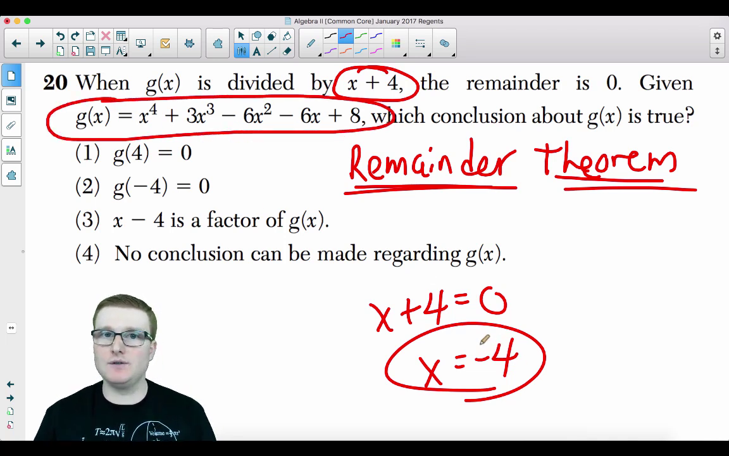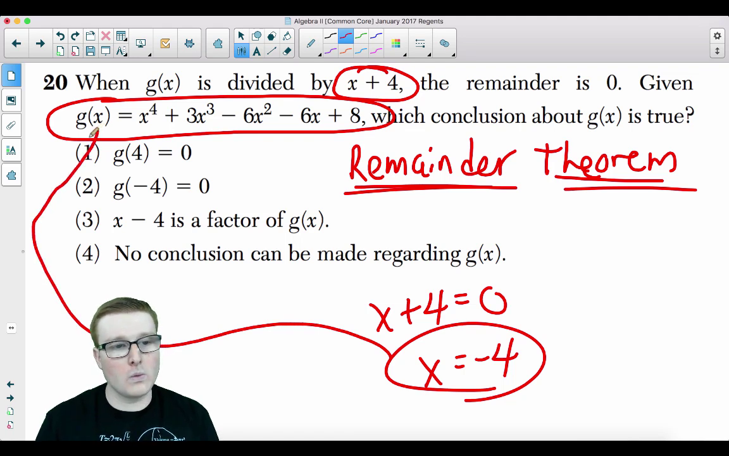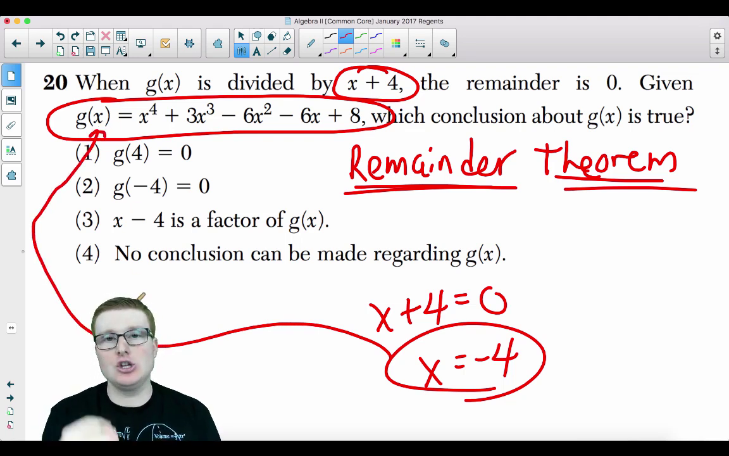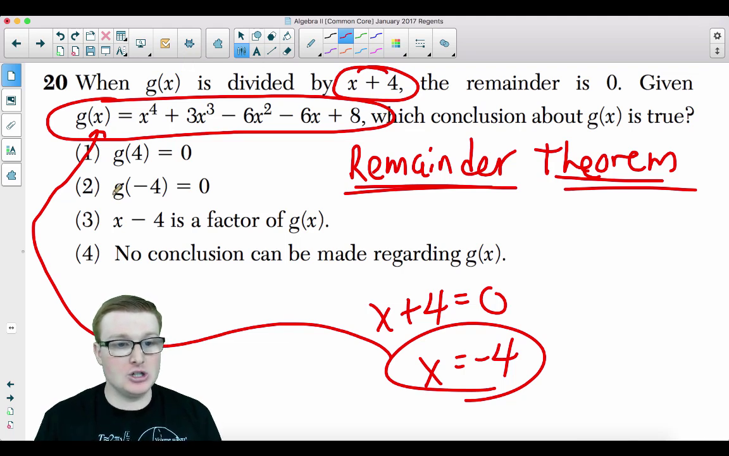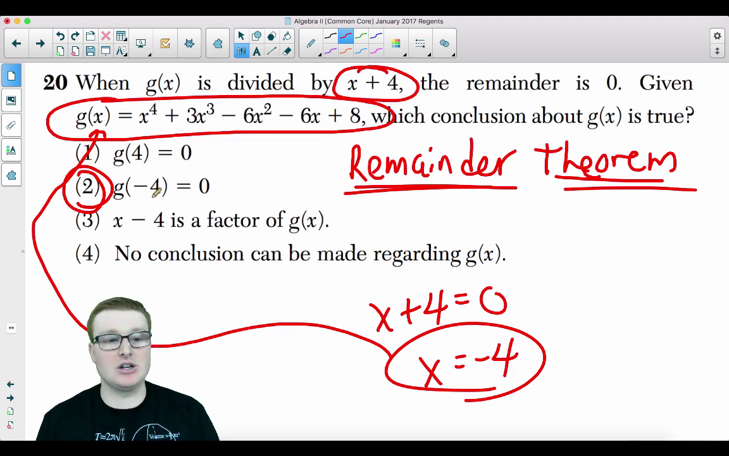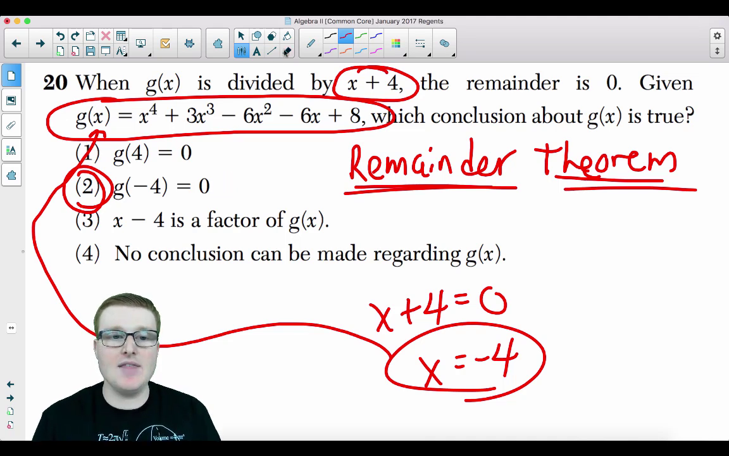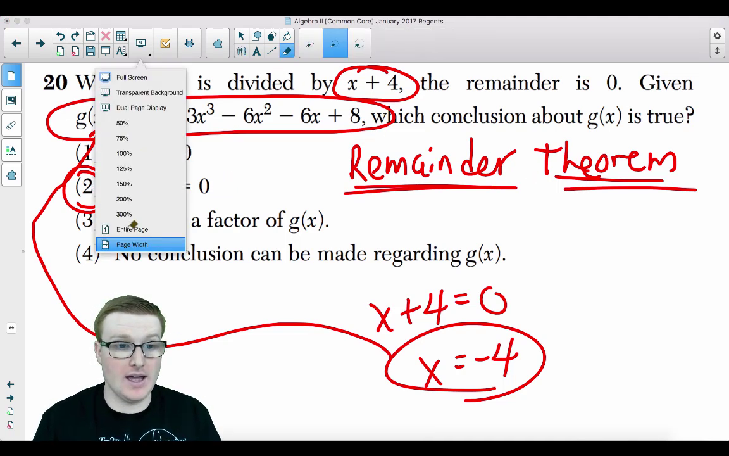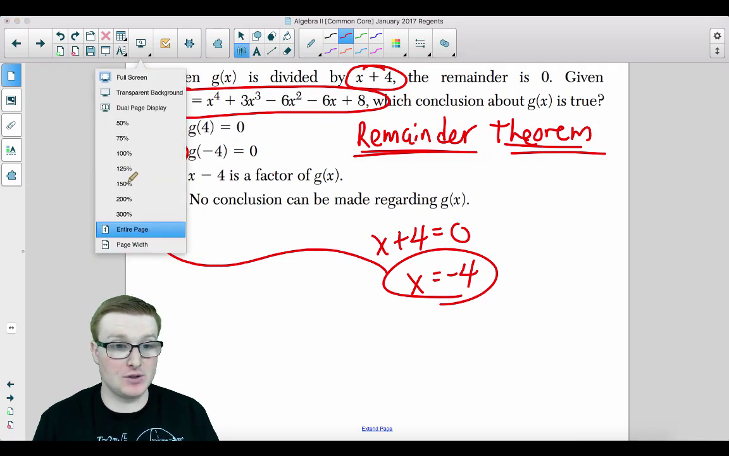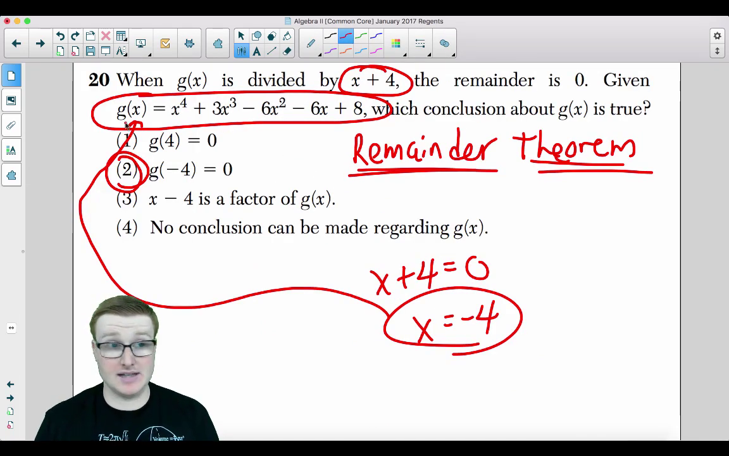So if you take negative 4 and plug it into g of x, your output has to be 0. Because if they're telling you that x plus 4 is a factor and the remainder is 0, therefore g of negative 4 must equal 0. And that is strictly by the remainder theorem. What this notation is saying is this: when x equals negative 4 is inputted into g of x, the result is 0. And that is true by the remainder theorem. Okay? Not a bad question. And make sure you understand what the remainder theorem is because it's on almost every exam.